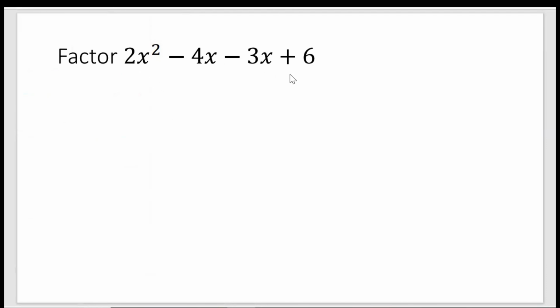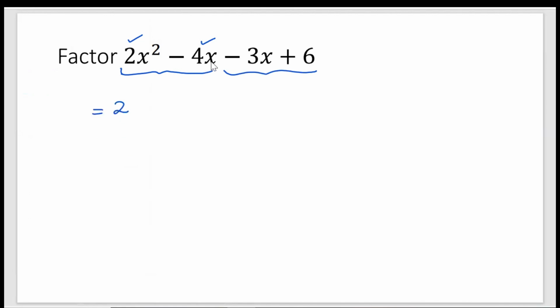Let's factor this polynomial. It has 4 terms. We will group the first 2 terms and the last 2 terms. In the first group, 2 and 4 have 2 in common. So we will factor out a 2.